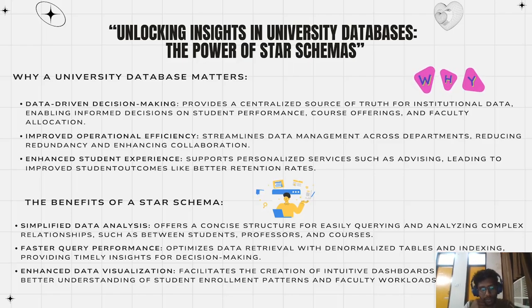What is the benefit of a star schema in a university database? It offers a concise structure for easily querying such a large database, which can be easily analyzed, and optimized data retrieval with denormalized tables and indexing. As the star schema offers denormalized tables, data retrieval is very easy and can provide timely insights for decision making.